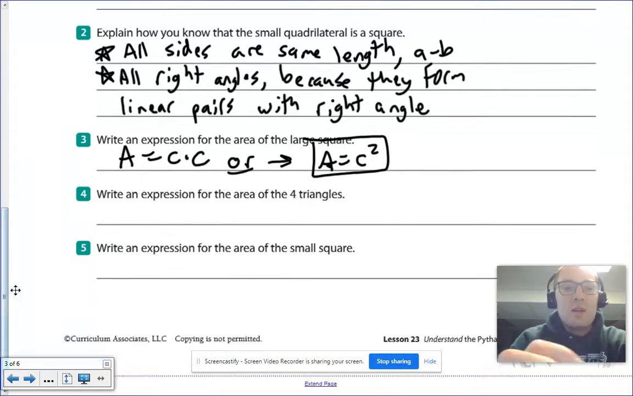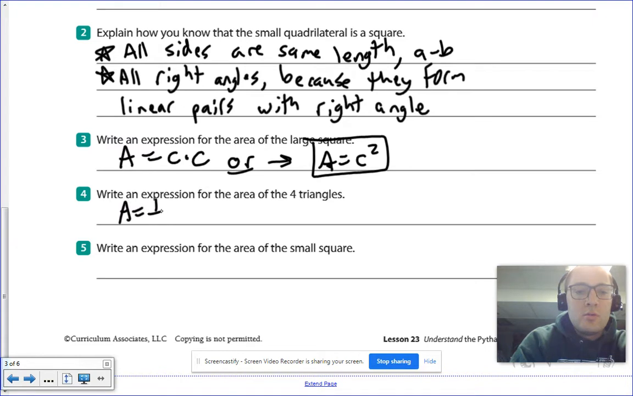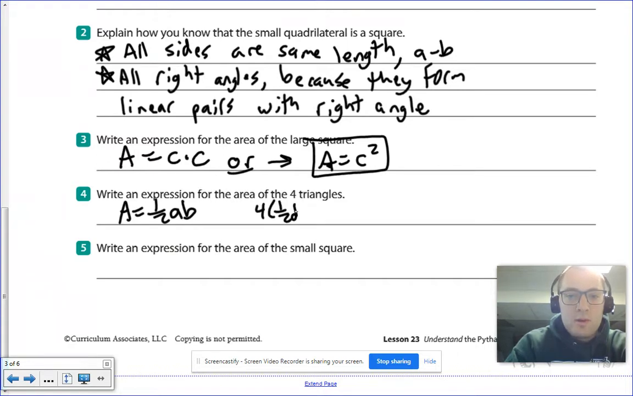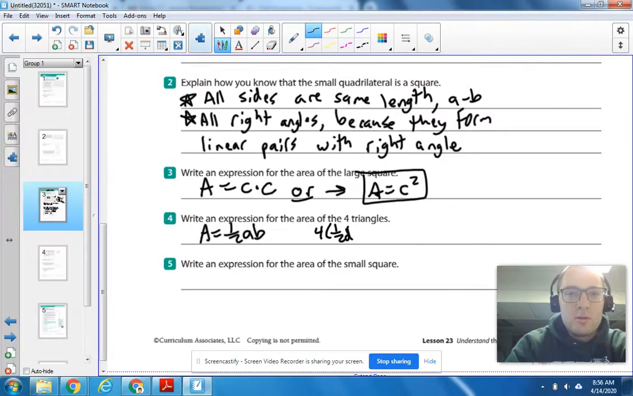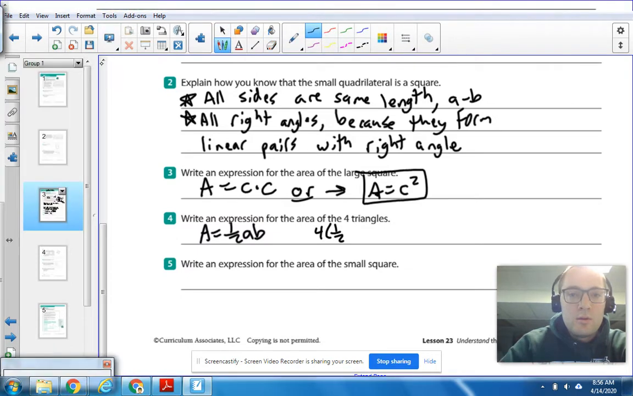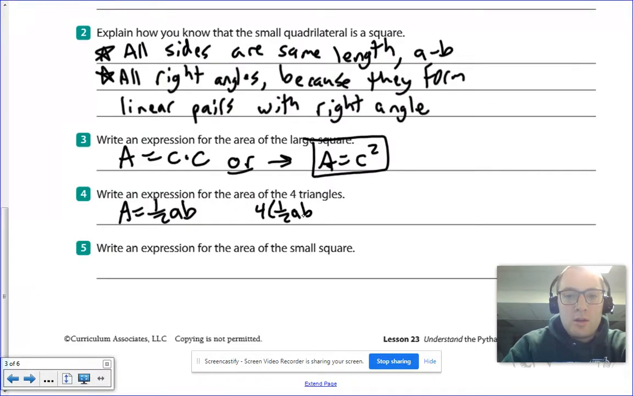So we could say that area is 1/2 A times B. But now there's four of them, because there's four triangles. So let's take 4 of the 1/2 A times B. And if I multiply the 1/2 times 4, or 4 times 1/2, 1/2 of 4 is 2. So it's 2AB. Okay? So there's our four triangles.